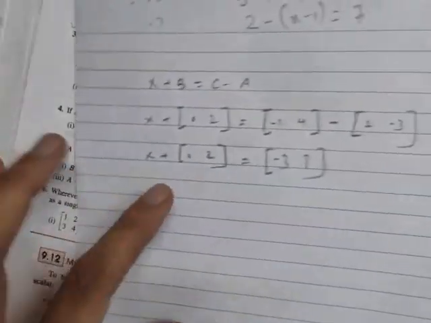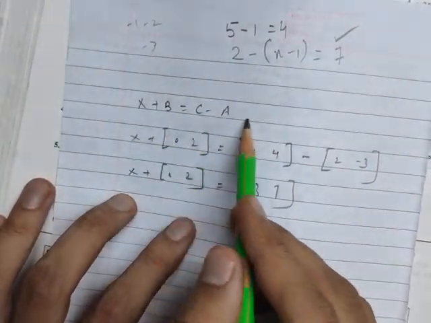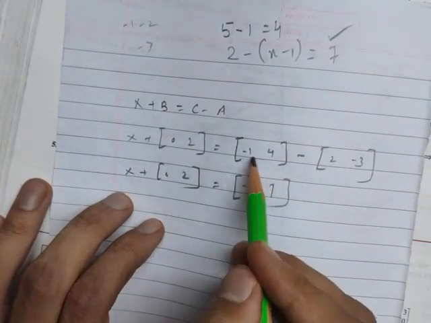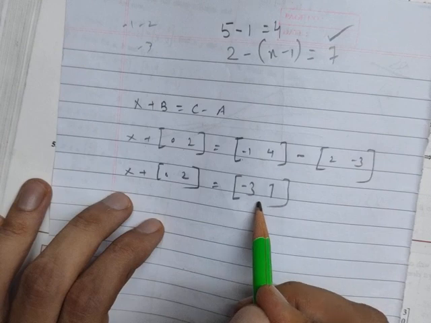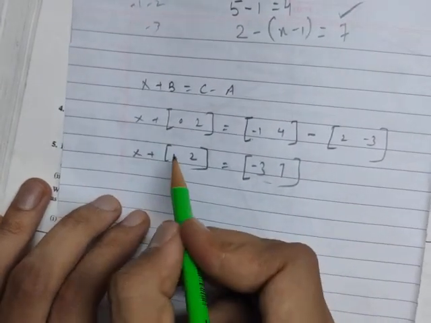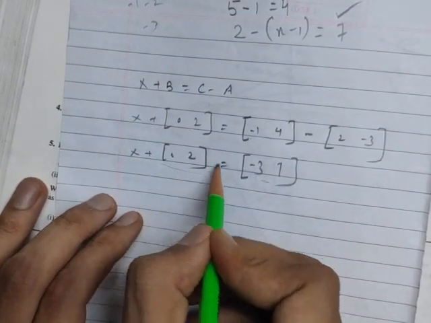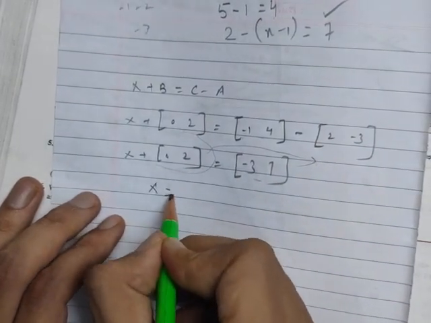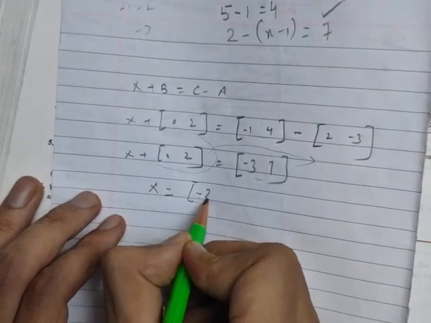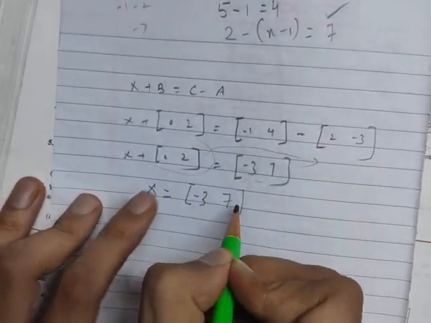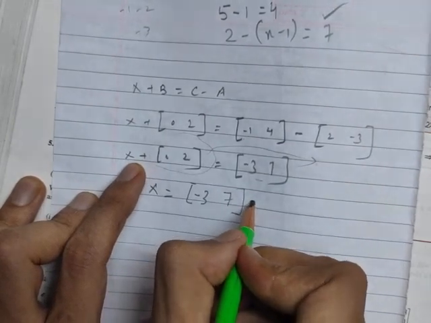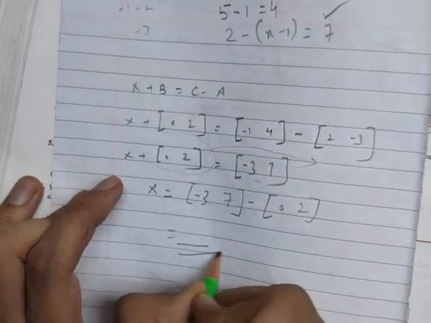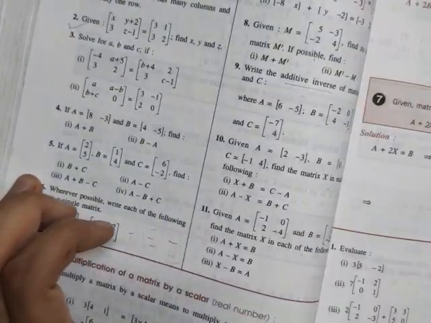Look, I've done it here. X plus B equals C minus A. X as it is. I put the value of B, C and A. When I solve this, I'll get this. Now, can I send this on that side? Answer is yes. So that becomes X equals minus 3, 7 as it is. Now here it was in plus, there it goes in minus 0, 2. Now when I solve this, I get the answer of X. Pretty simple. Next.